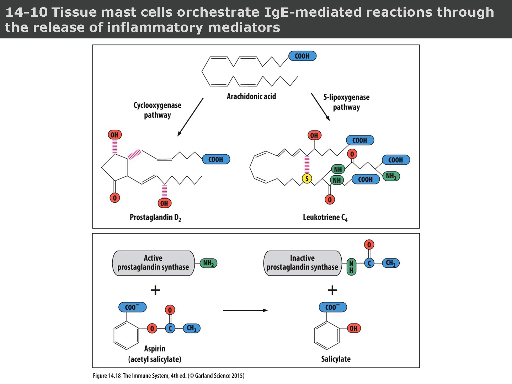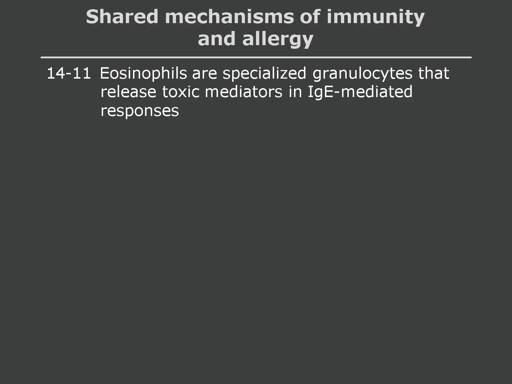Tissue mast cells release lipid mediators derived from arachidonic acid through the cyclooxygenase and 5-lipoxygenase pathways. Cyclooxygenase produces prostaglandin D, while 5-lipoxygenase produces leukotriene C, both of which contribute to inflammation by enhancing vascular permeability, smooth muscle contraction, and leukocyte recruitment. Aspirin inhibits prostaglandin synthase by acetylating the enzyme, thereby blocking prostaglandin production and reducing inflammation. Eosinophils are specialized granulocytes that release toxic mediators in IgE-mediated responses.